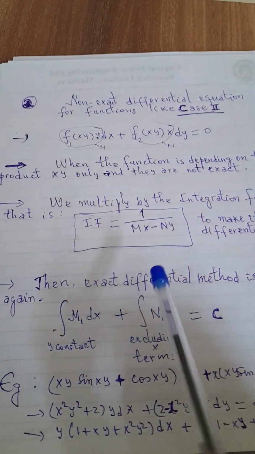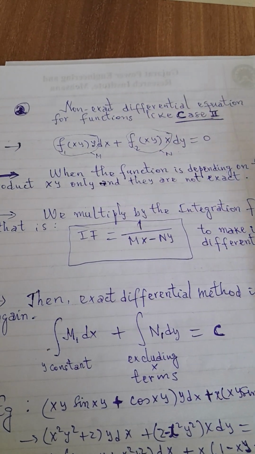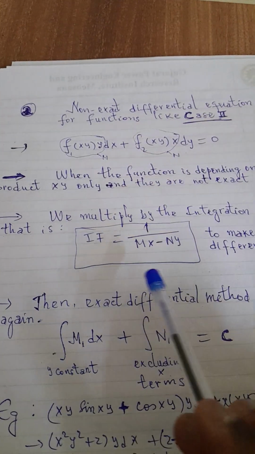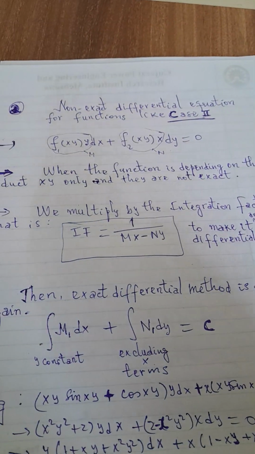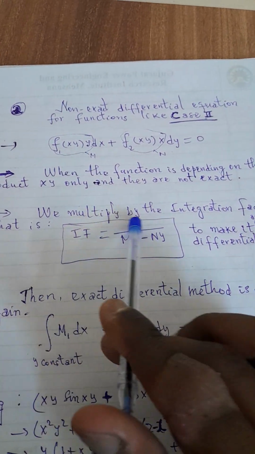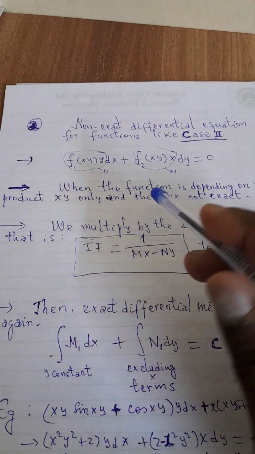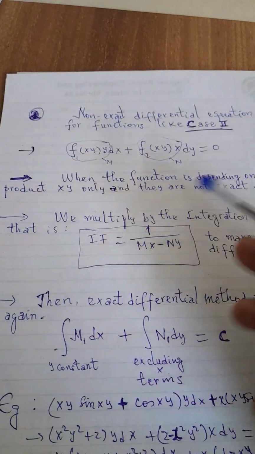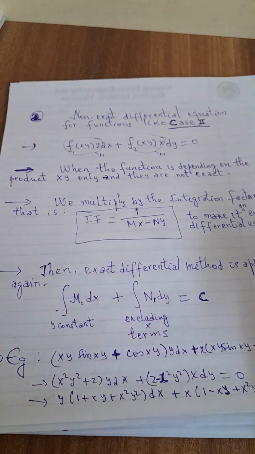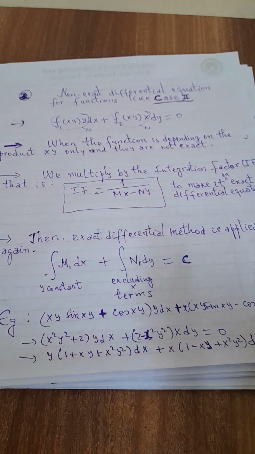For homogeneous it should be plus, but for case 2, that is a non-exact differential equation that looks like this, we have to reduce it to an exact differential equation by multiplying by the integrating factor 1 upon Mx minus Ny. Then after multiplying, it will be an exact differential equation and can be solved by the exact differential equation method.